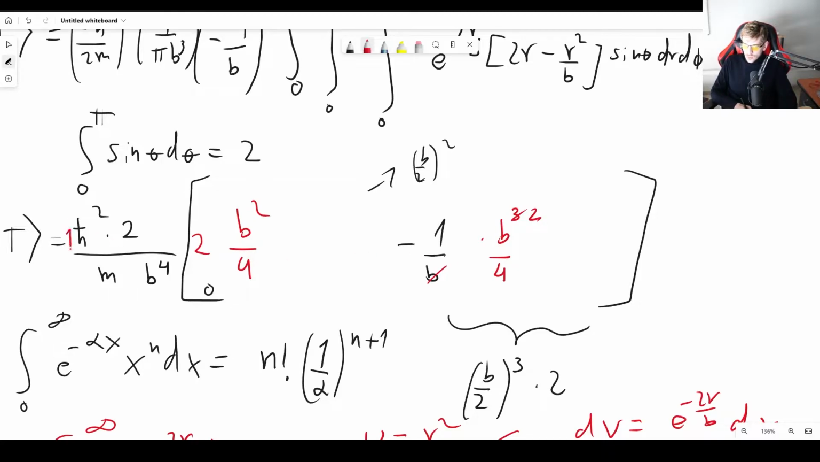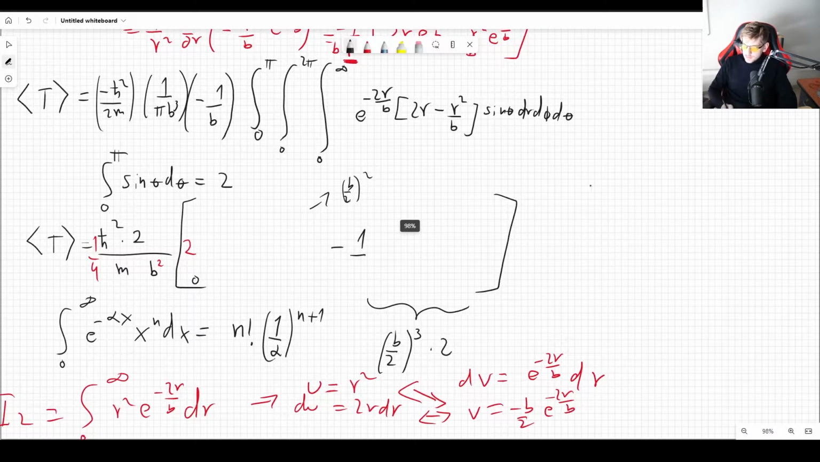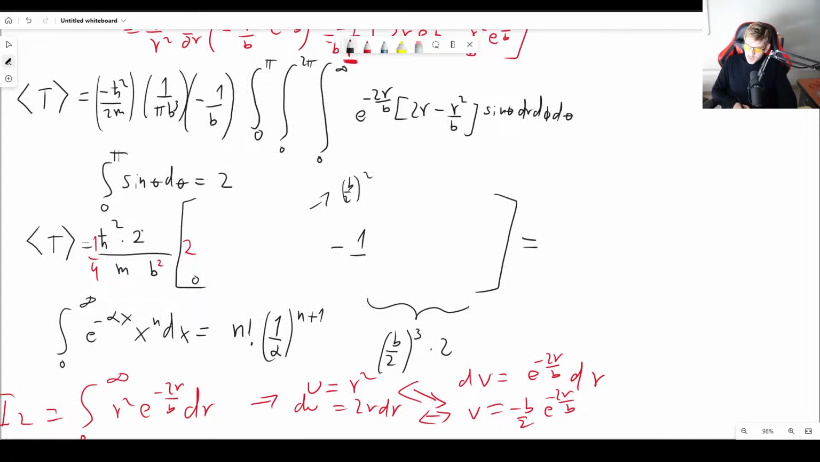We can factor out 1 over 4. So from this and this, we can factor out b squared, which will partially cancel out this b down here. And then we are left with 2 minus 1, which last time I checked is 1. So this is going to be equal to, well, we can also simplify this. We are left with h bar squared divided by 2mb squared.